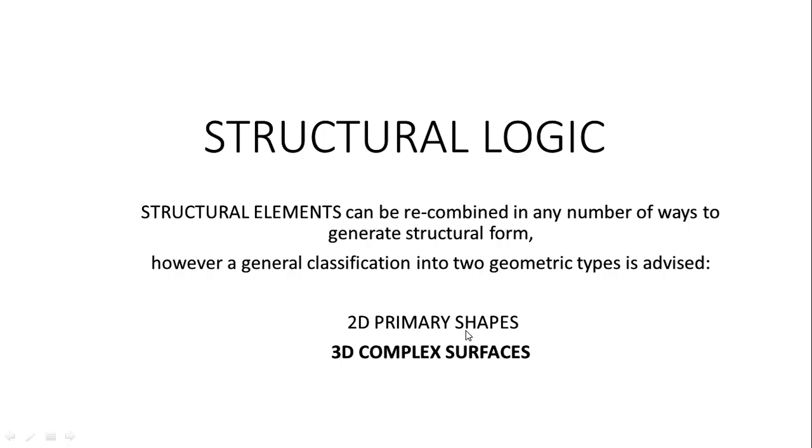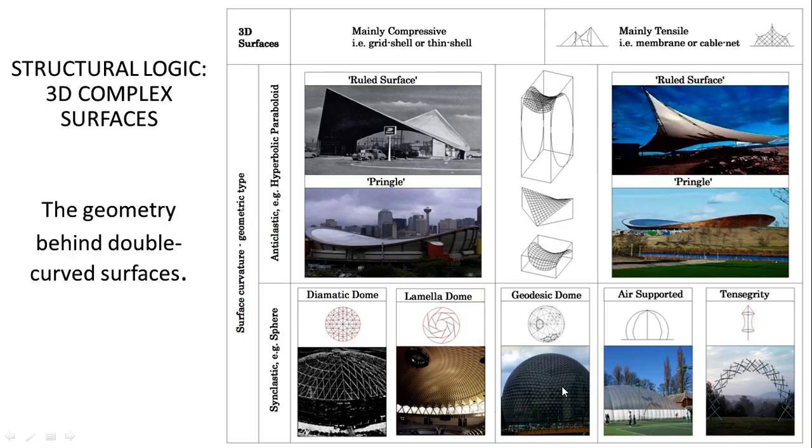Last week we looked at 2D primary shapes. This week we're going to look at 3D complex surfaces. I will put these charts up onto Blackboard so that you can download them. All of the lectures, I should remind you, are encapsulated in the book that Will and I put together called Introduction to Architectural Technology. Blimey, I've forgotten what my own book is called for a minute then. Nevertheless, here we are, structural logic, 3D complex surfaces.